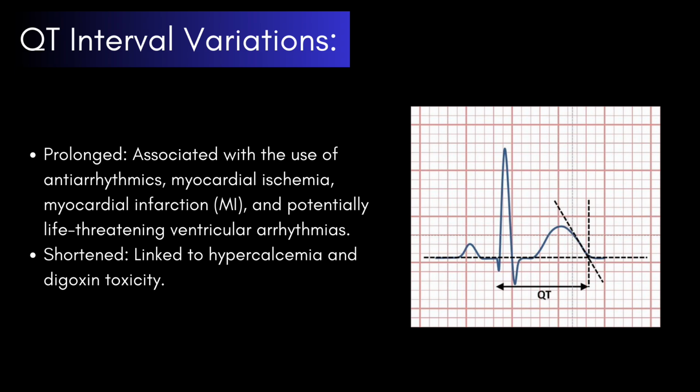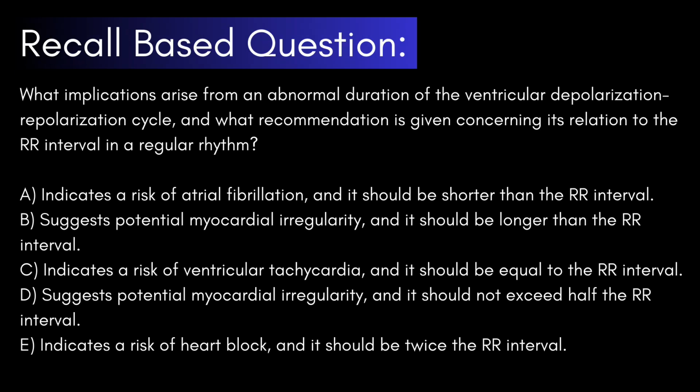All right, now that we have covered all of the basic content, let's look at some recall-based questions to make sure you guys have retained all of the information during the presentation. What implications arise from an abnormal duration of the ventricular depolarization-repolarization cycle, and what recommendation is given concerning its relation to the RR interval in a regular rhythm?